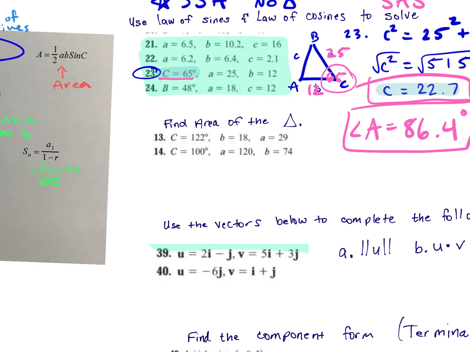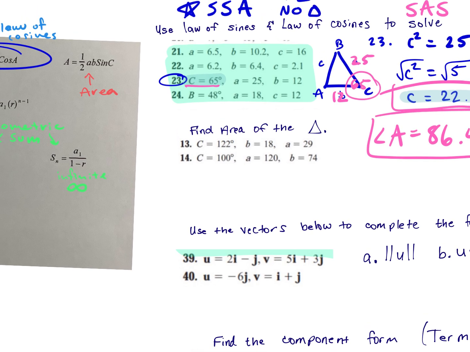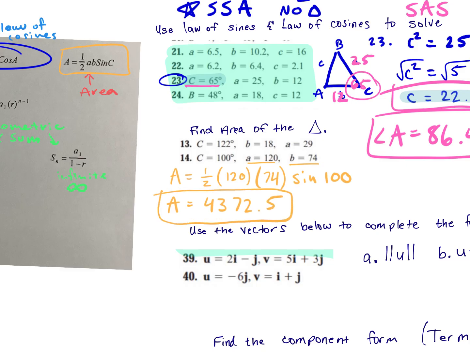All right, we'll do 14 to find the area of the triangle. The area of a triangle formula is going to be given to you guys. That's this one. So our area is equal to 1/2 times a times b times sine of C. So 1/2 times 120 times 74 times the sine of 100. Then we can just plug this into our calculator. So our area is going to be 4,372.5. Again, you don't have to worry about the units here because it's just multiple choice, so just look for your answer.